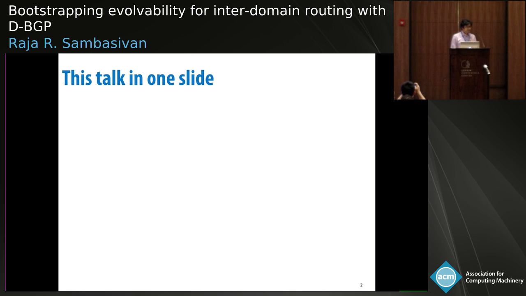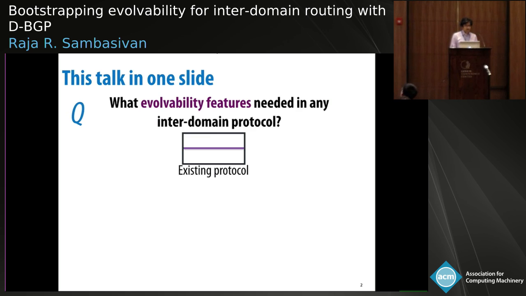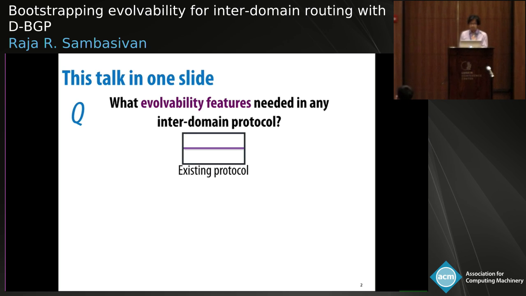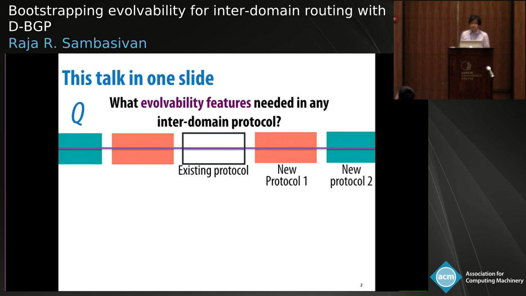So to start this talk, I want to quickly summarize our work in a single slide. The key question our work aims to answer is what features are needed in any inter-domain routing protocol to bootstrap evolution to new inter-domain routing protocols. By bootstrap, I mean facilitate their deployment across non-contiguous domains, and if desired, gradually deprecate existing protocols in favor of one or more new protocols.